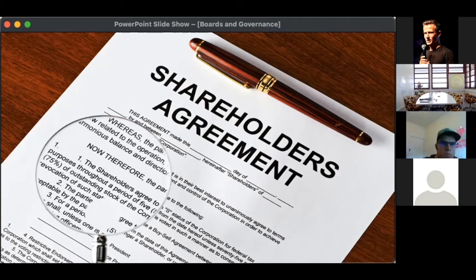And part of that documentation piece, I did mention this before, but good governance is having your basic legal documents together, including your shareholder agreement. Even if you are the only shareholder of the company, having a shareholder agreement defines how you interact with the company. And this is talking about one class of corporate entity type.